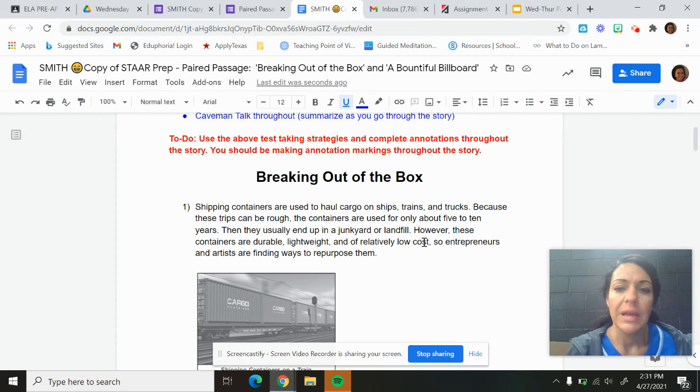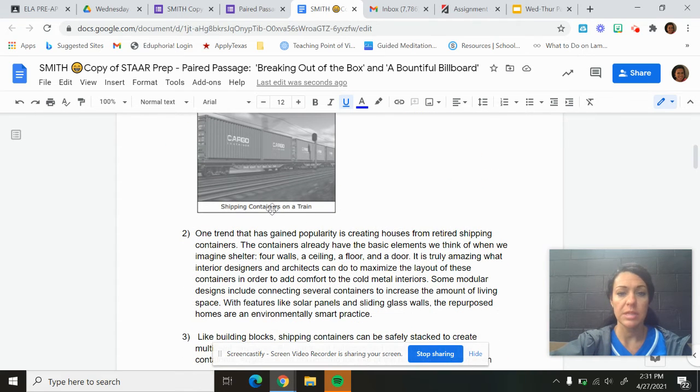Breaking out of the box. Shipping containers are used to haul cargo on ships, trains, and trucks. Because these trips can be rough, the containers are used for only about 5 to 10 years. Then they usually end up in a junkyard or landfill. However, these containers are durable, lightweight, and of relatively low cost, so entrepreneurs and artists are finding ways to repurpose them. Shipping containers on a train.